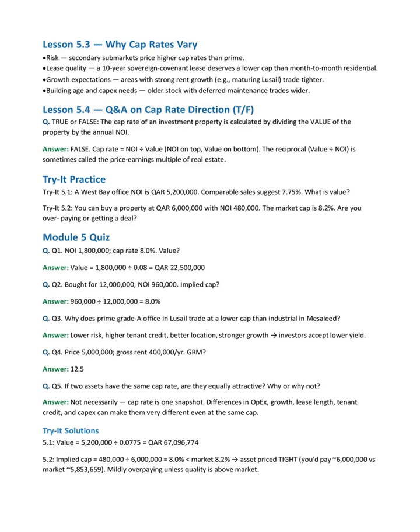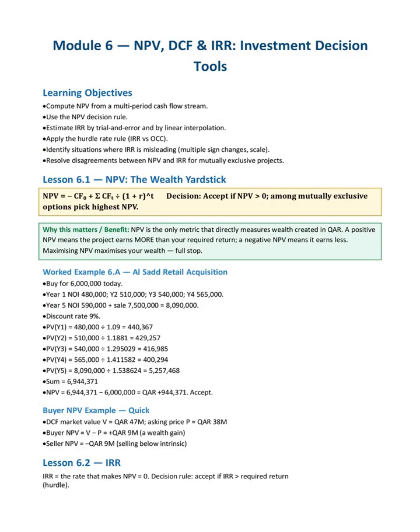Then Module 5 quiz with 3 short questions on the decision rule for NOI, when cap rate is the right tool, and how cap rates interact with growth. This page is Module 6, NPV, DCF, and IRR, the investment decision tools. Learning objectives include computing NPV from a multi-period cash flow stream, applying the NPV decision rule, and computing IRR.